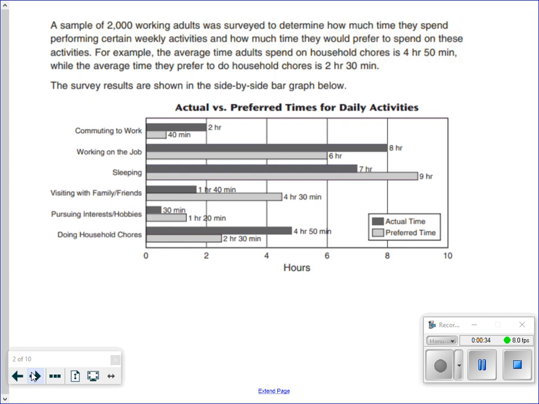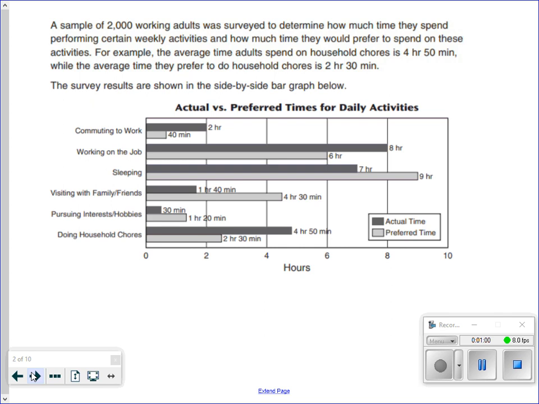Let's read the paragraph above that describes the graph. It says a sample of 2,000 working adults was surveyed to determine how much time they spend performing certain weekly activities and how much time they prefer to spend on these activities. So how much time it takes and how much time they would like it to take. For example, the average time adults spend on household chores is 4 hours and 50 minutes, while the average time they prefer to do household chores is 2 hours and 30 minutes.